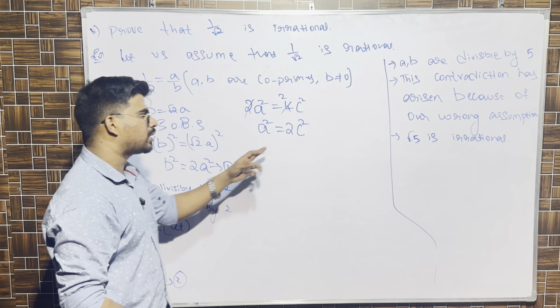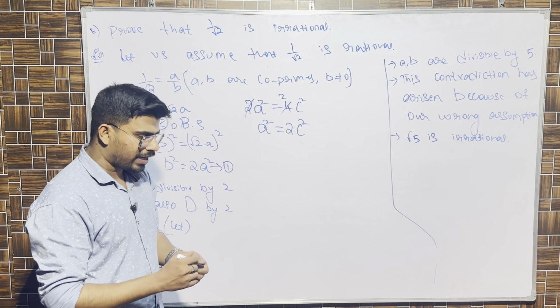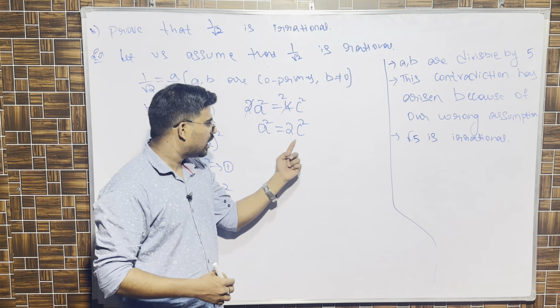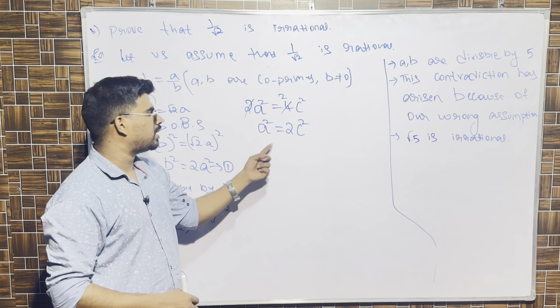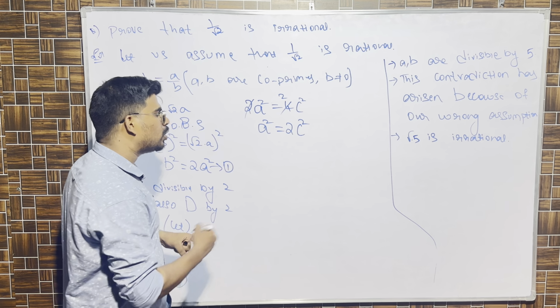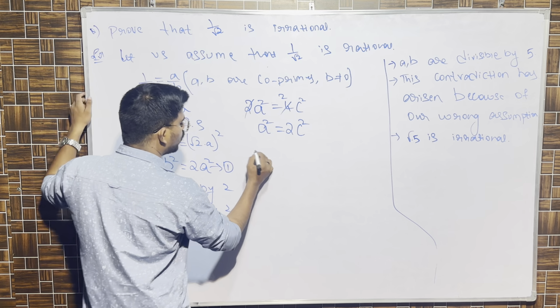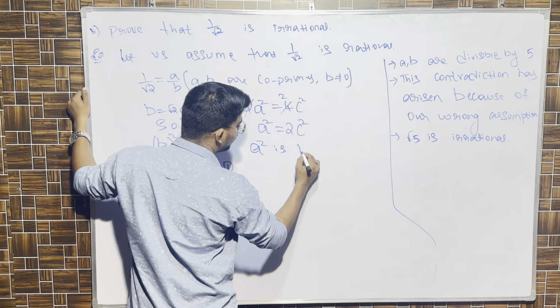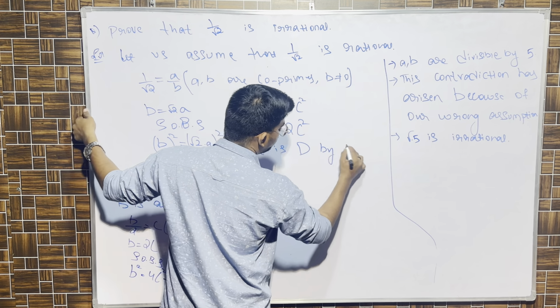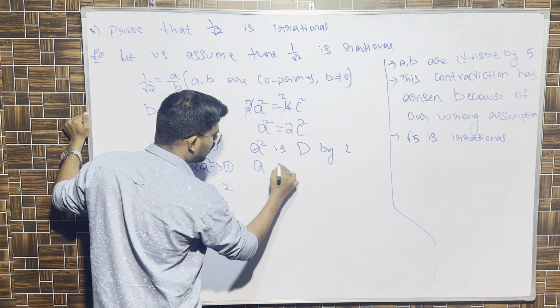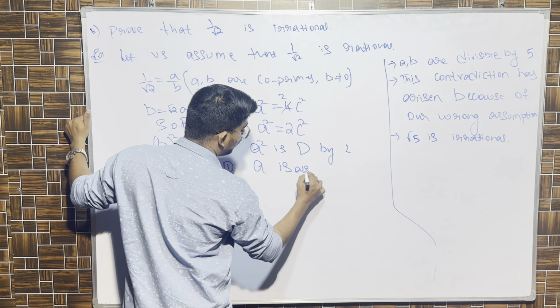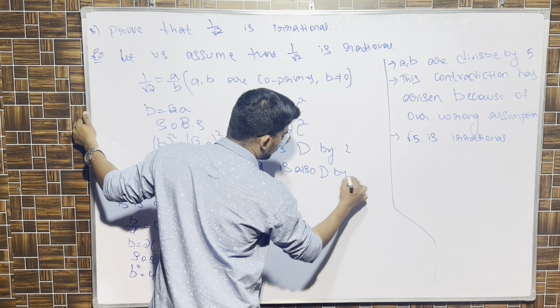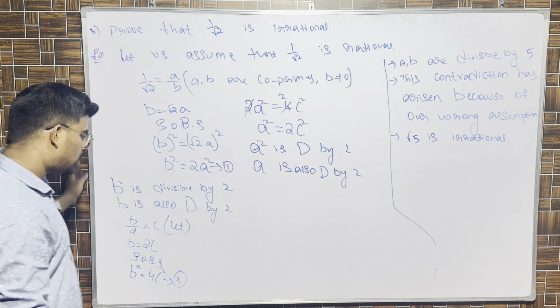Now the relation of this 2 and c: 2 and c are in multiplication. 2 is multiplying with c. If I send 2 over here, it will become division. A square is divided by 2. A square is divisible by 2. If a square is divisible by 2, a is also divisible by 2.